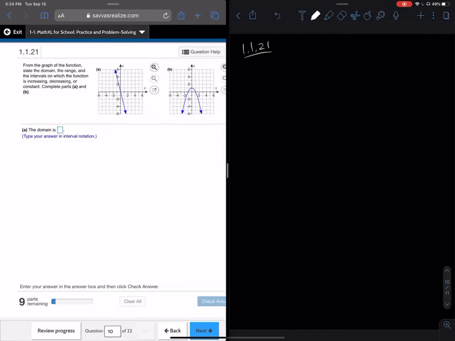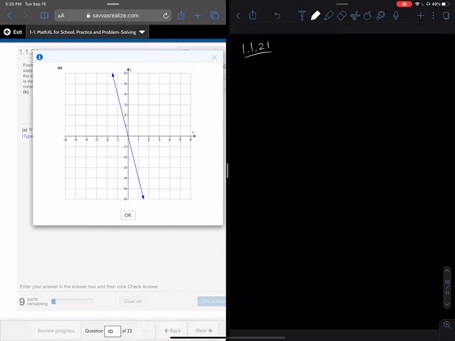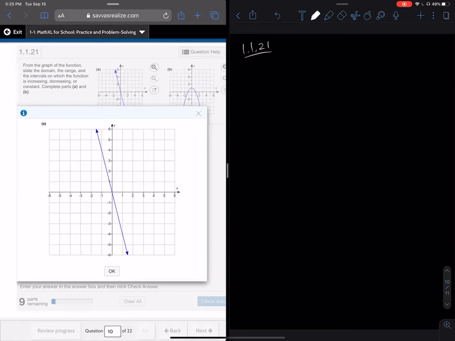In problem 1.1.21, it says from the graph of the function, state the domain, the range, and the intervals in which the function is increasing, decreasing, or constant, and complete parts A and B. So we have two different graphs here. Let's start with A. So we want to find the domain first. This is for A, and they're going to ask for interval notation.